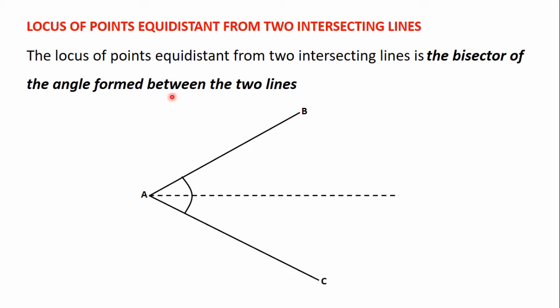So we have seen from here that when we have two straight lines intersecting, the locus of points equidistant from those two straight lines will be the bisector of the angle formed between the lines. Now let's apply what we have learned here to solve a question.